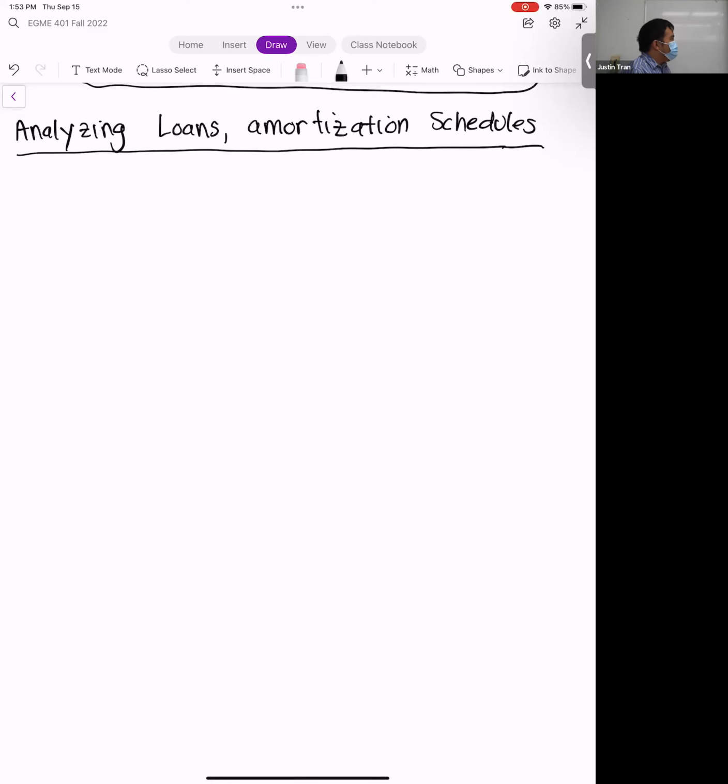All right, so going along these lines of annual cash flow analysis and uniform series, I think one of the most common applications for this, for businesses, for engineering firms, and just for people in general, is to figure out how to pay back a loan.